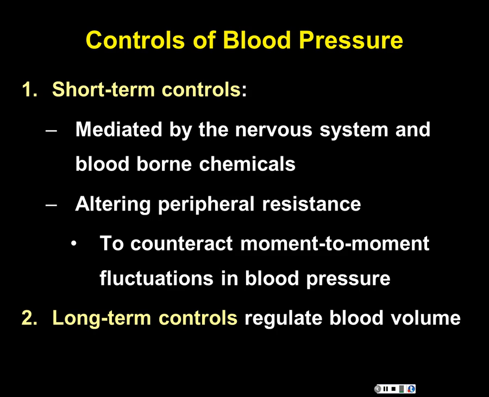Which system can change our blood volume? Which organs can change our blood volume? The kidneys. So in this case, our long-term controls regulate blood volume, which our kidneys do. So the endocrine system targets the kidneys, which we'll elaborate in just a moment. So this should be a review from the nervous system and kind of through the rest of the semester.